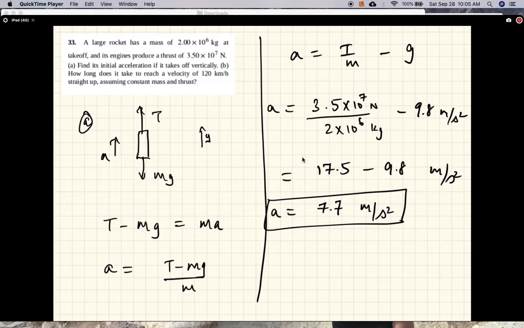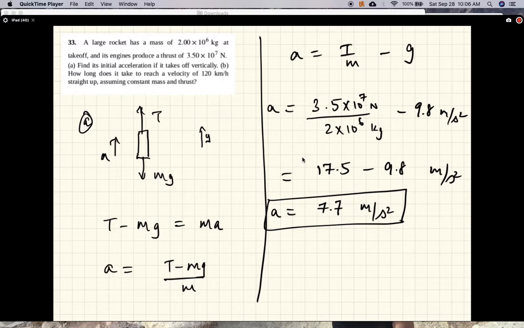In part B, they want you to find how long it takes the rocket to reach a velocity of 120 kilometers per hour straight up, assuming constant mass and thrust. Well, the thrust can remain constant. It generally remains constant unless an engine is turned off. Of course, the mass of a rocket is rapidly decreasing, but we're going to keep things simple and assume constant mass, as the problem says.